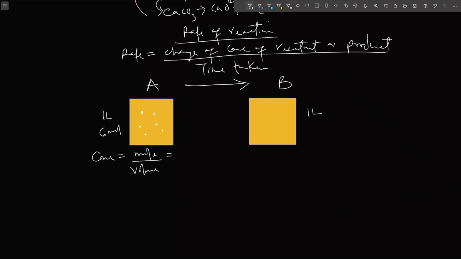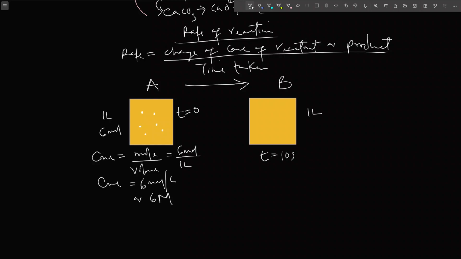So what's the mole of A here? We have 6 moles of A divided by the volume here, 1 liter. That means that the concentration of A in this box is 6 mole per liter, or I can call this 6 molar. Now, let's say the time at the beginning of the reaction, t equals 0. That means the reaction has not started. So as the reaction proceeds, let's assume that t tends to 10 seconds.